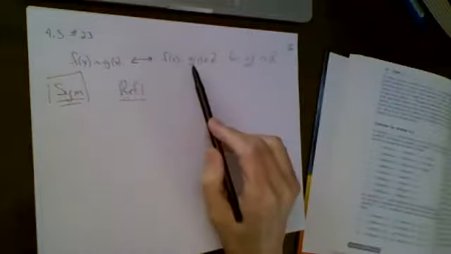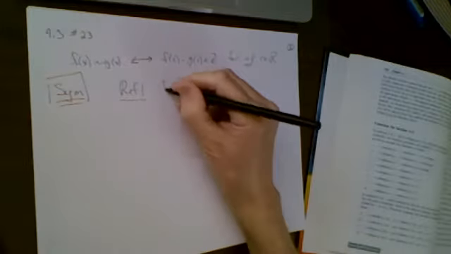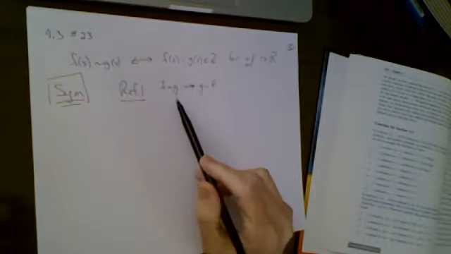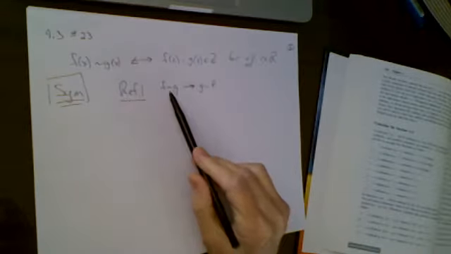In terms of symmetric, suppose f of c minus g of c is an integer for every real number. That means g of c minus f of c is just the negative of an integer. So f is related to g implies g is related to f because, again, no matter what real number you plug in here, you get an integer.